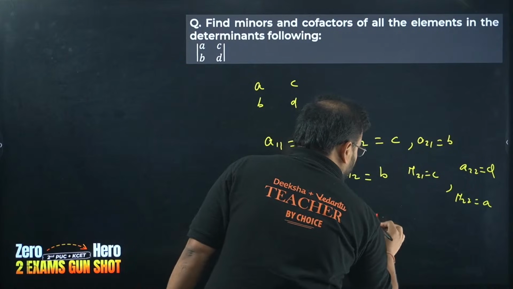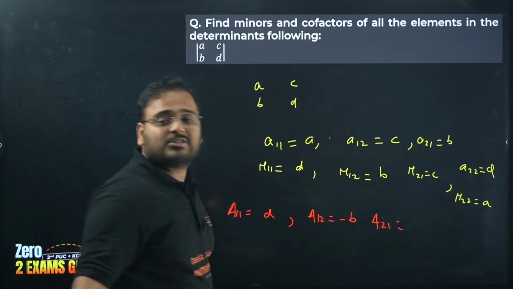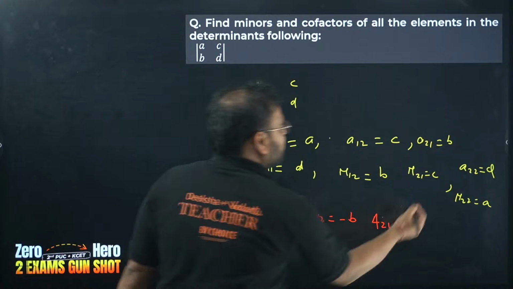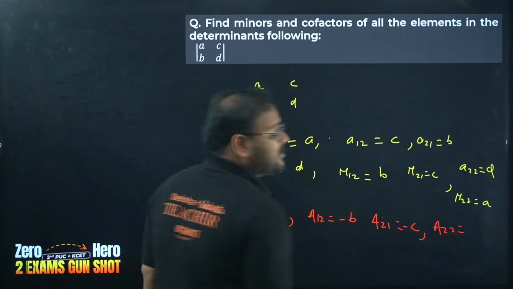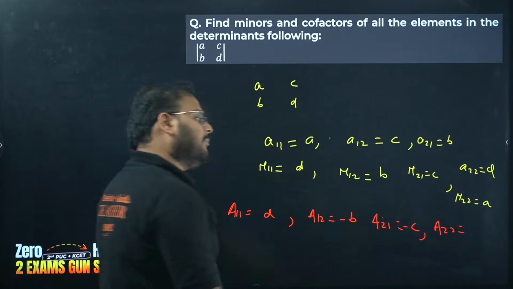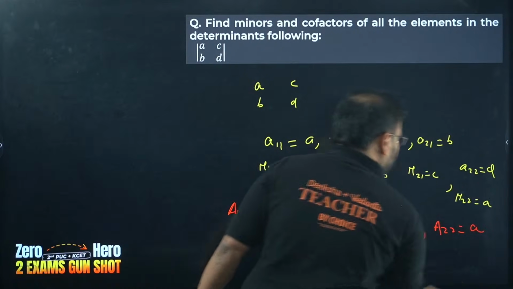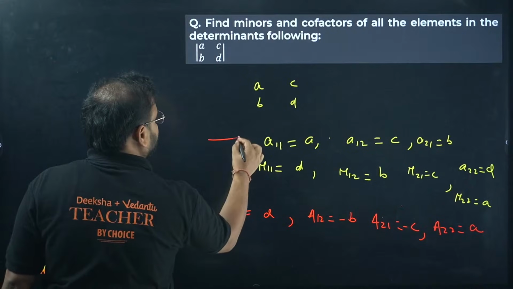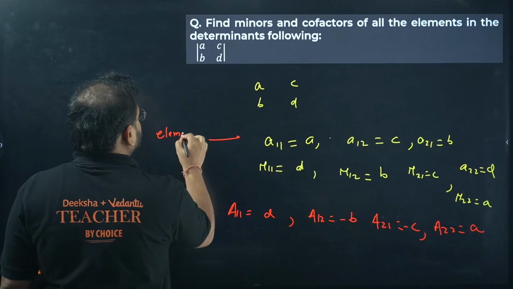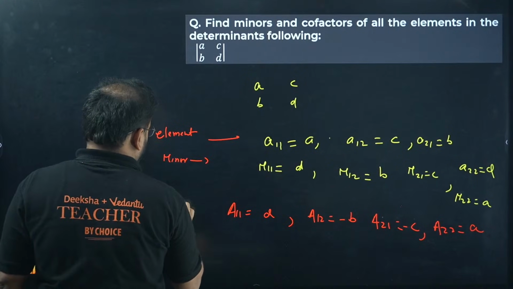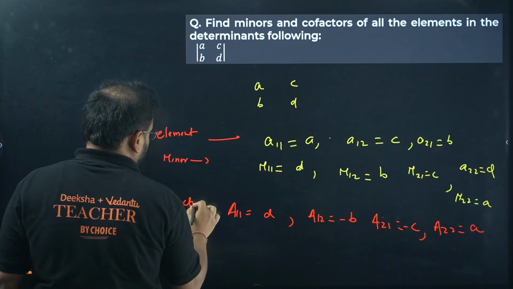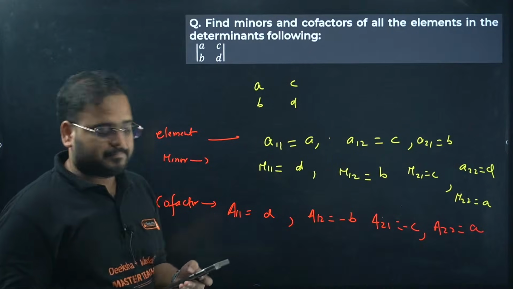Same way, A21. 2 plus 1 is what, sir? Odd or even? It is odd, sir. Sign will change from C to minus C. And A22. 2 plus 2 is 4, sir, which is even. Sign will remain same, and the result is A. This is your element. This is your minor. This is your cofactor. Got it? Done.